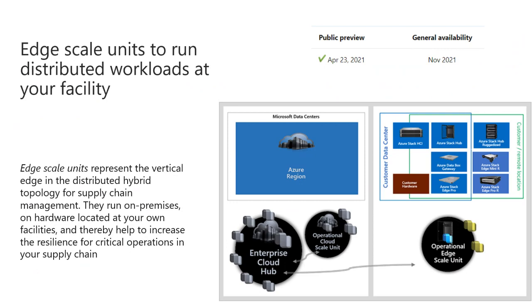So the at-scale units are basically components that allow some part of functionality of the app to run on-premise on hardware that's located in your own facilities, and thereby increase the resilience of critical operations in your supply chain. Which means that, for example, if you're temporarily disconnected from the internet, it will actually continue to run its configured workloads locally in a manufacturing facility or distribution center or wherever you have that set up locally.